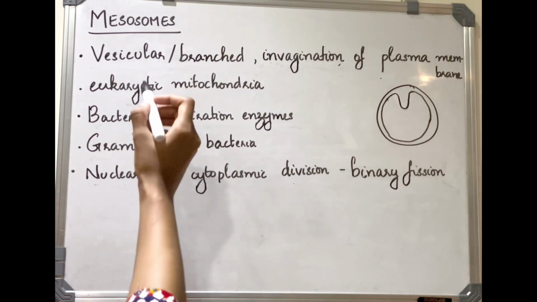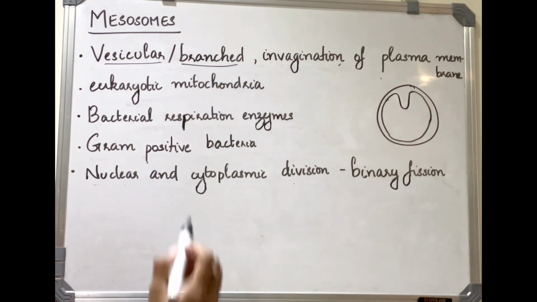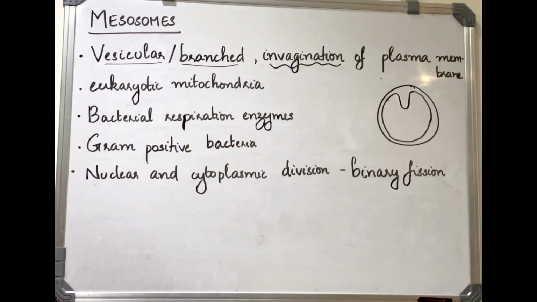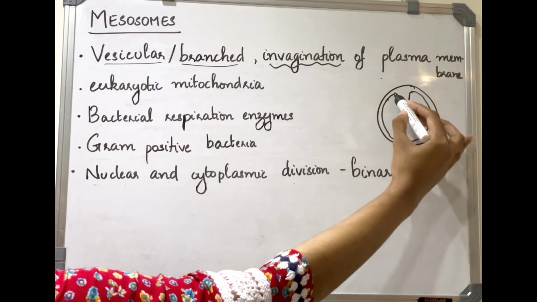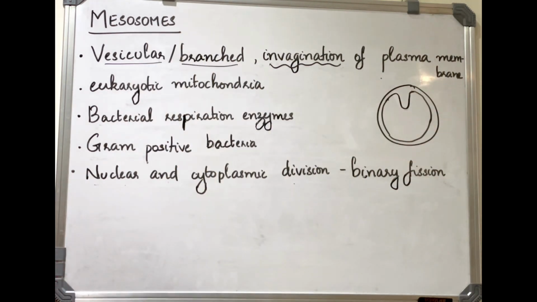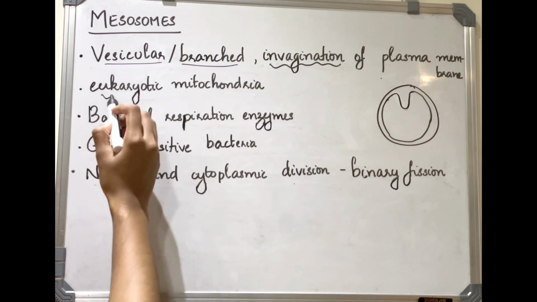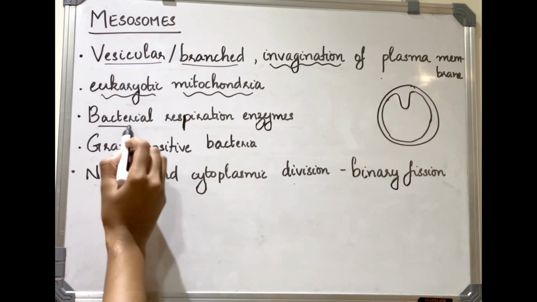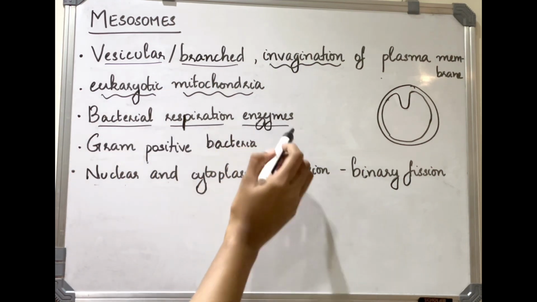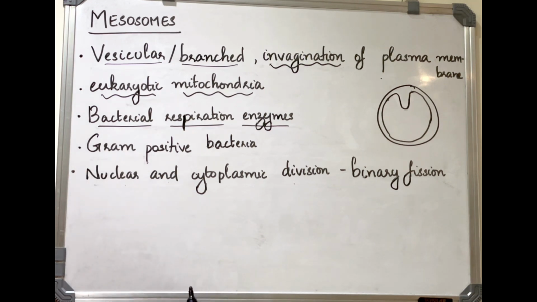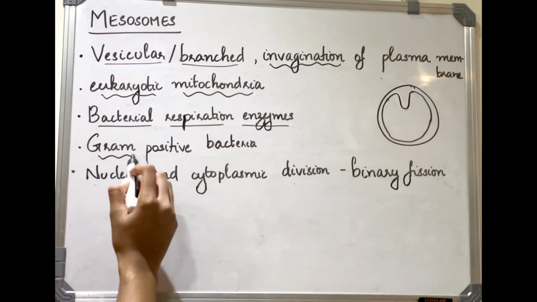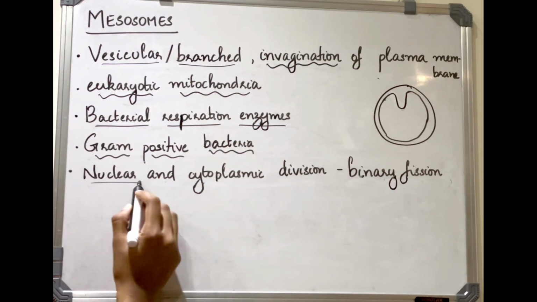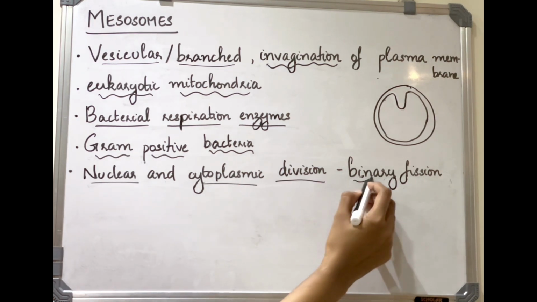Mesosomes. So mesosomes are vesicular or branched structures. They are formed by the invagination of the plasma membrane. So as you can see, when the plasma membrane invaginates inside, mesosomes are formed. They represent eukaryotic mitochondria in function. And also these mesosomes are the site of action of bacterial respiration enzymes. They are more commonly found in gram-positive bacteria. Mesosomes can also coordinate nuclear and cytoplasmic division during binary fission.